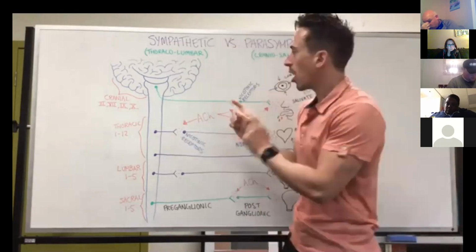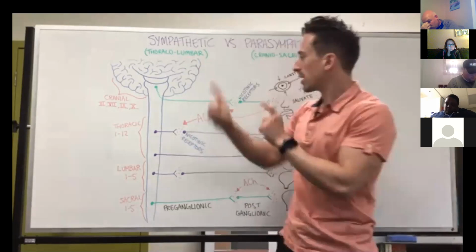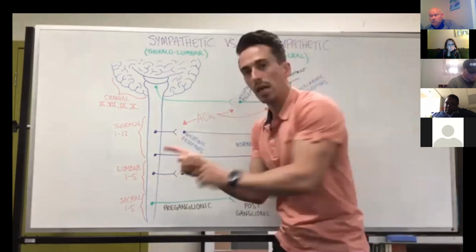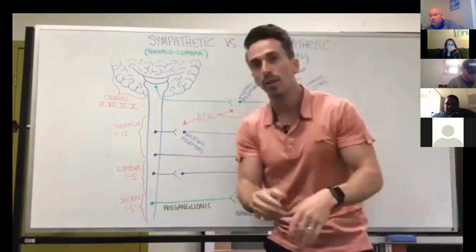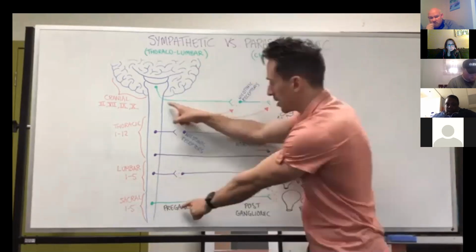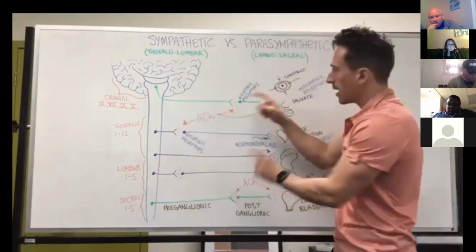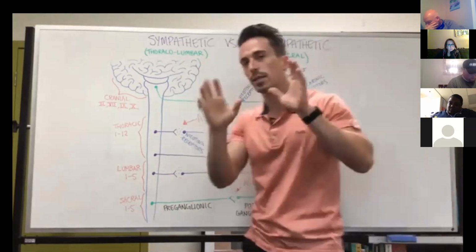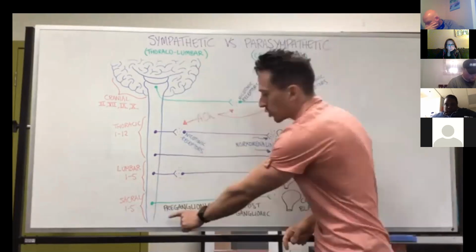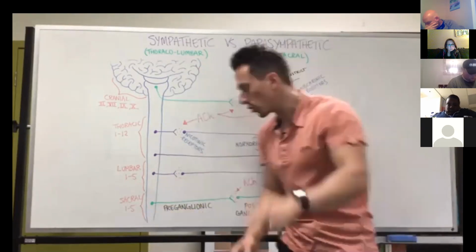All right, so for the sympathetic nervous system, the first neuron in the 2-neuron chain is short and the second neuron is long. For the parasympathetic, it's the opposite: the first neuron in the chain is long, and the second neuron is short. So that's one difference. The first neuron is always termed the preganglionic neuron. The second neuron is always termed the postganglionic neuron.